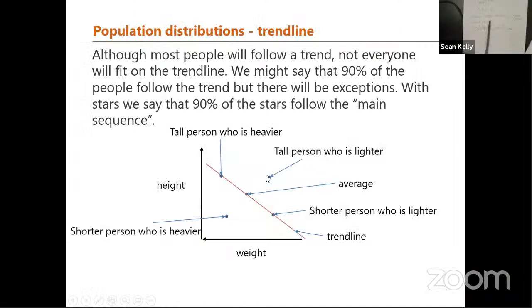And here is a tall person who is lighter, right? They don't fit on the trend line. But we're going to say that stars have a similar kind of property. Most of the stars will follow a trend, and there will be a few that don't follow the trend. So the stars that are on the trend are going to be called main sequence stars.